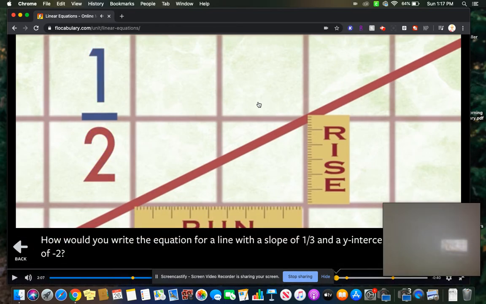All right. How would you write the equation for a line with a slope of 1 over 3 and a y-intercept of -2? Well, let's go ahead and write our format again, which is y equals mx plus b. Okay, good. And now we're going to go ahead and plug in our slope. So the m is our slope. So let's rewrite it. Y equals 1 over 3x. And then the y-intercept is -2. So it looks like that. There you go.